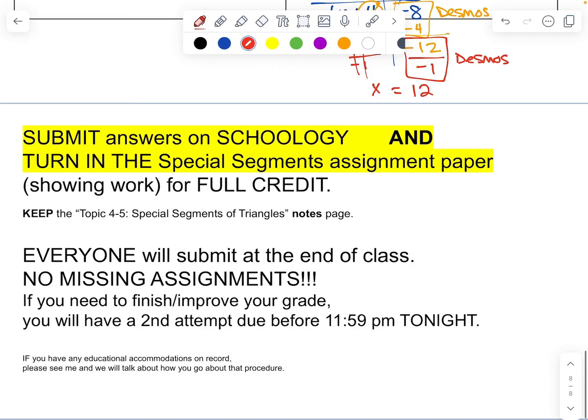You are submitting your answers to the daily assignment on Schoology, and you are turning in your special segments worksheet because you must be showing your work for full credit. You are welcome to use the notes that we took together to help you with your daily assignment. You are going to keep the notes, but you will be turning in the assignment paper.